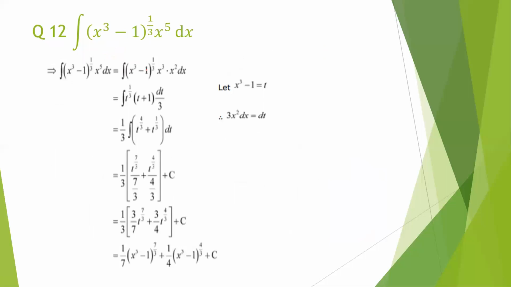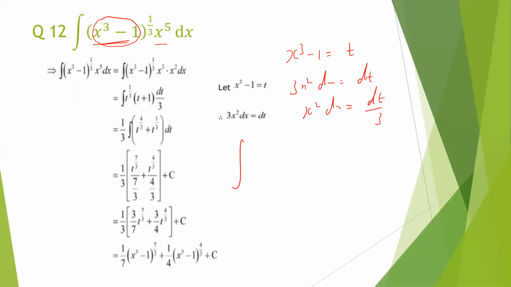Now next. Here we are not able to identify immediately which function is to be taken as t. So what you have to do in the beginning, you can take any function as t. Whatever you feel, you can take as t. Let us take x cube minus 1 equal to t. Differentiate both sides. So x square dx will be equal to dt by 3. So put the values here. What is the value of x cube minus 1? t power 1 by 3.